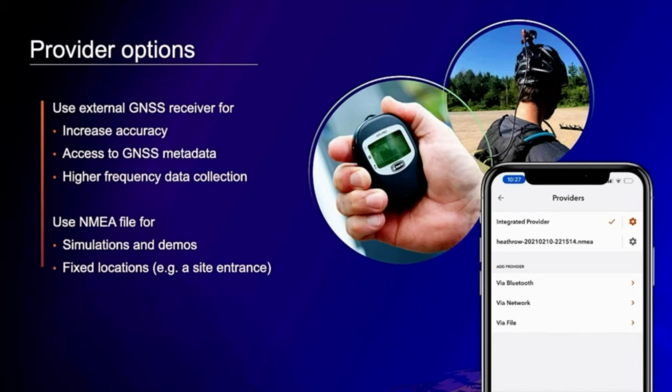Internal receivers are typically running at 1 Hertz, so 1 update a second, but some receivers can push that all the way up to 20 Hertz. Additionally, you can add a provider by file and in turn play NMEA track logs in order to provide your locations. This is useful for demos when you can't get any GPS because you're inside, or if you need to fix your location.